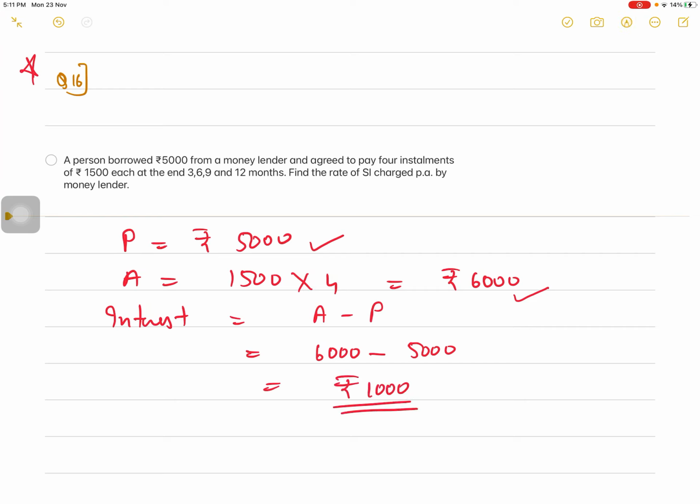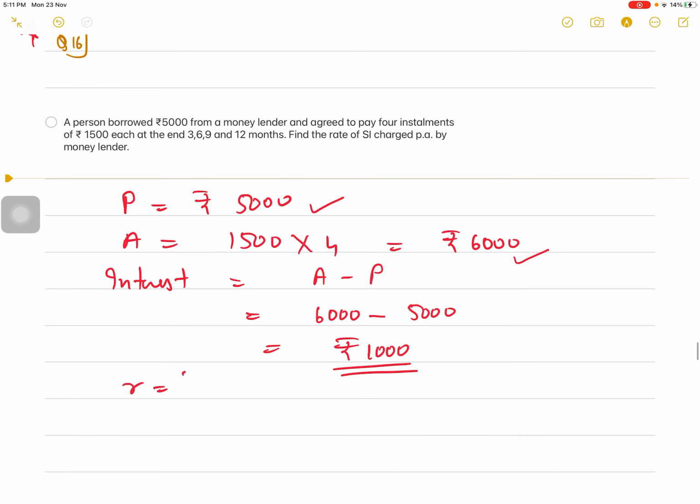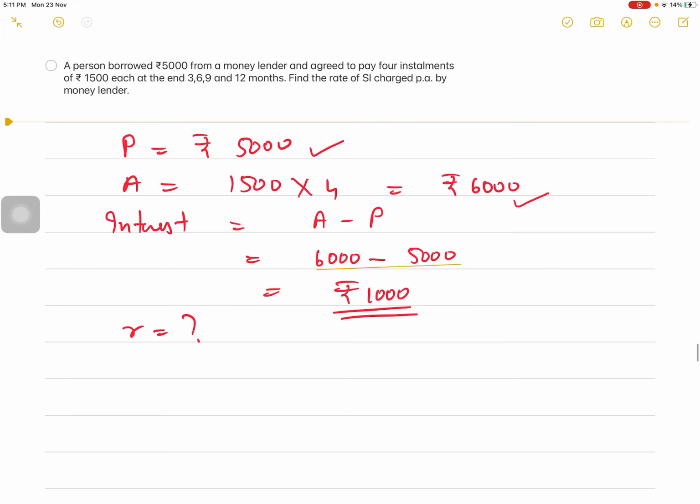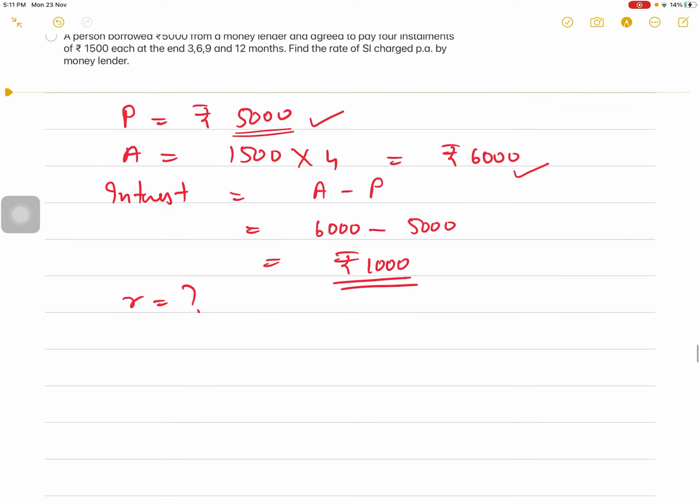So interest is 1,000. Okay, so the 4 installments are paid at the end of 3rd month, 6th month, 9th month and 12th month. So that means after every 3 months an installment is paid. So find the rate of simple interest charged per annum by the money lender. So you are supposed to find the interest rate, you are supposed to find R, but principal is actually not 5,000.